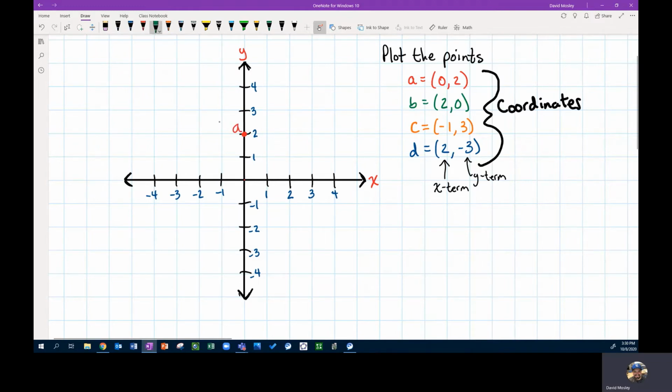Okay, so then we go to B. B is at (2, 0). So we go to 2 on x. It's going to be here. And then we go to a value of 0 on y. Well, 0 on y is the axis. So then that's where our point for B is.